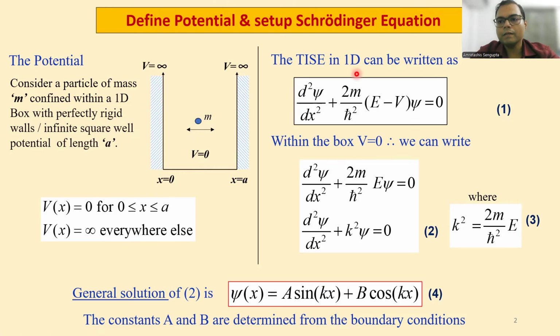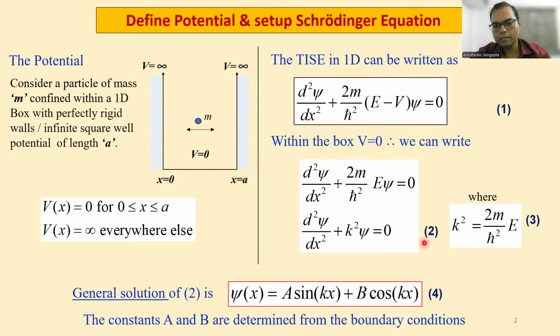The time-independent Schrödinger equation can be written as d squared psi dx squared plus 2m by h cut squared (E minus V) psi equals 0. In this region, the potential is 0, so we can simplify this and write d squared psi dx squared plus k squared psi equals 0, where k squared is 2mE by h cut squared.